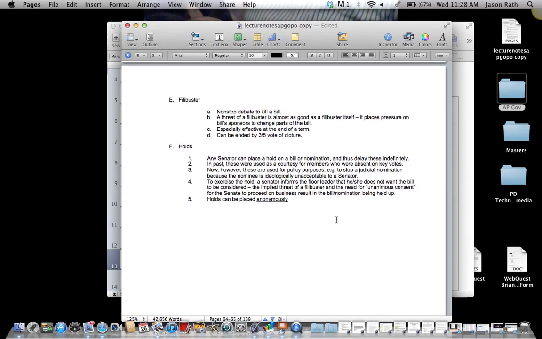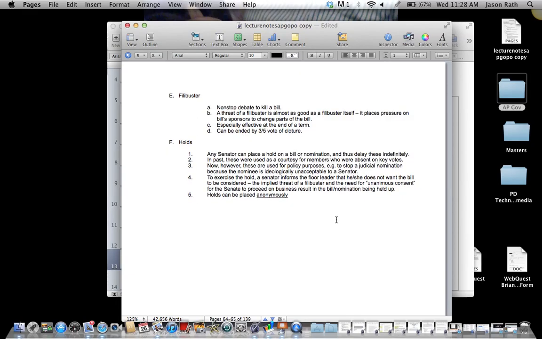Holds can be placed anonymously. And so with the power of the hold, with what the hold is, and with the filibuster, these two things kill bills a lot of times in the Senate, which is why things will not get done.